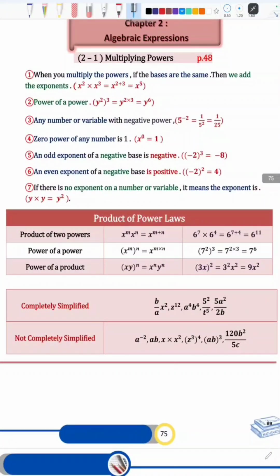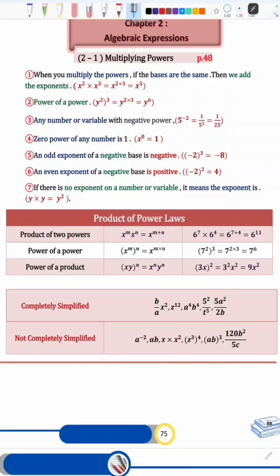Note number 4, 0 power of any number equals 1. X power 0 equals 1. 5 power 0 equals 1. 6 power 0 equals 1. 100 power 0 equals 1. So every number power 0 equals 1.